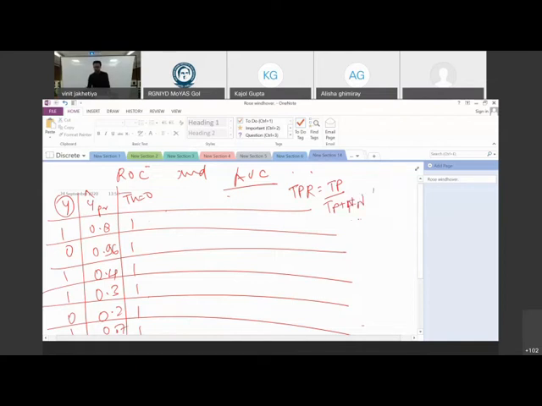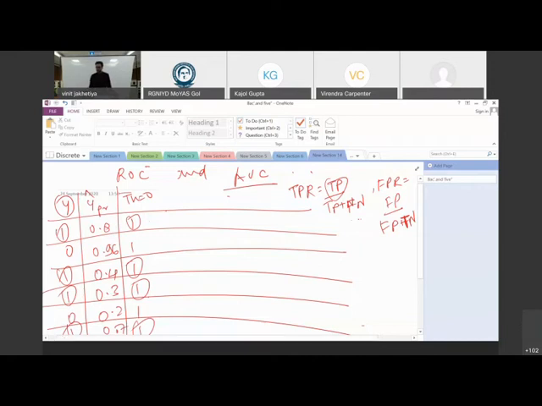Another one is the false positive rate, which is equal to false positive divided by false positive plus true negative. Now let's come to the threshold equal to 0. How many values are true positive? True positive means the prediction is positive and originally it was positive. Prediction is positive, original was positive, right?